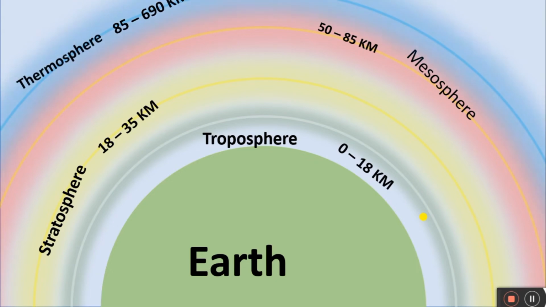The fourth layer is the thermosphere, which extends from an altitude of 85 km to 690 km. The fifth layer of the atmosphere is the exosphere. It begins at 690 to 1000 km from the surface and extends to roughly 10,000 km.